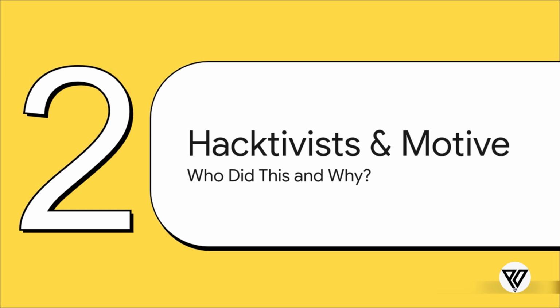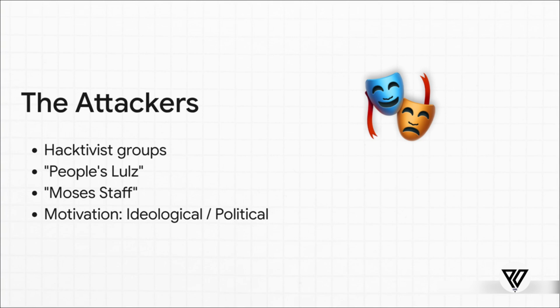So with that digital trail pointing the way, the next questions were pretty obvious. Who on earth did this? And maybe more importantly, what did they want? Because I'll tell you right now, the answer was not about money. The trail eventually led investigators to hacktivist groups, with names like People's Lulz and Moses Staff popping up. And here's the key twist in this whole story. Their motivation wasn't financial at all. They weren't trying to steal credit card numbers or banking information. Their goal was purely ideological.